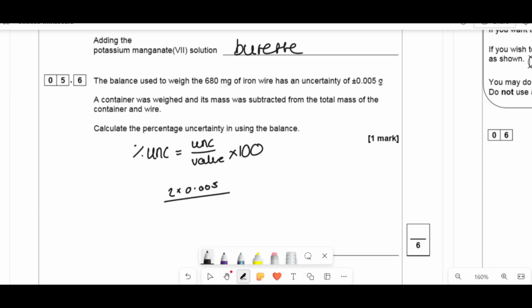And the value we measured, grams, milligrams, I need to convert that to milligrams or grams. I'm going to change this to grams. So 0.68 times 100. If you do that, you get 1.471, which is roughly 1.47%. There you go.